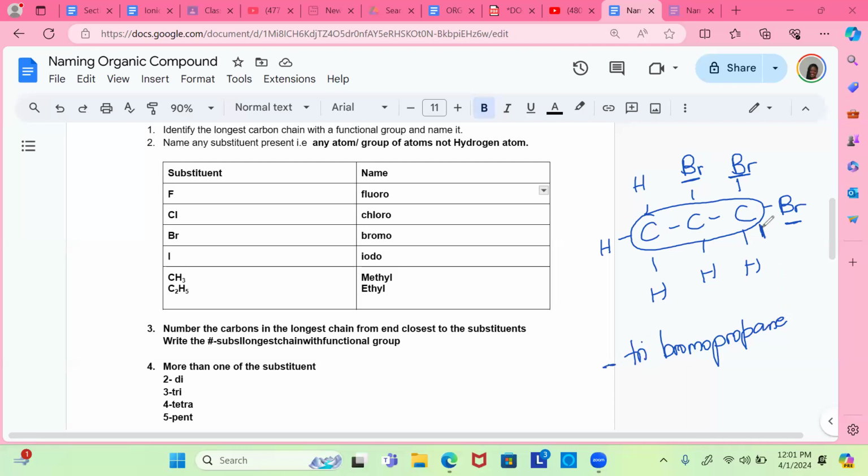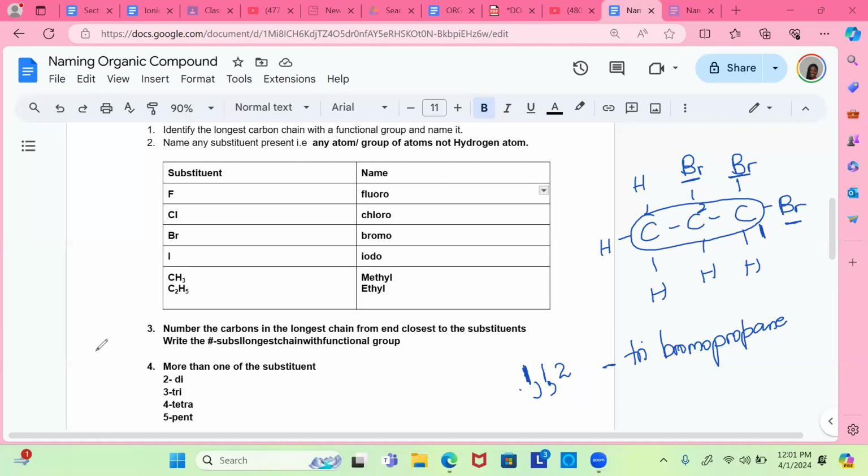Bromo would be on carbon 1. How many of them are on carbon 1? 2. How many bromo? 2 of them. So it's 1,1-bromo. And where is the next? Where is the third bromo? On the second carbon. So it's 1,1,2-tribromopropane.